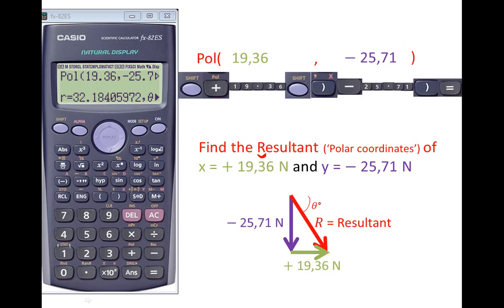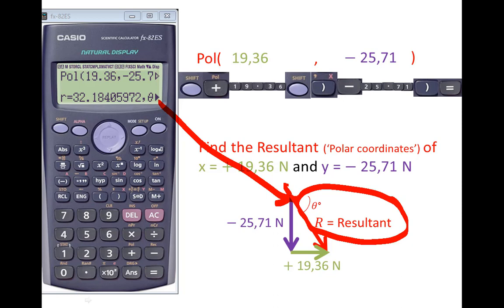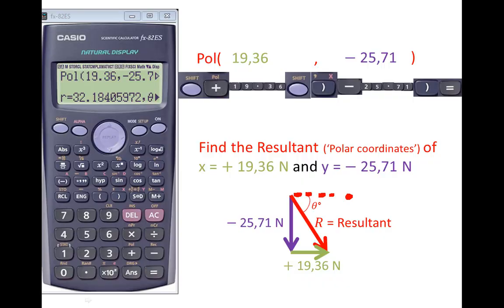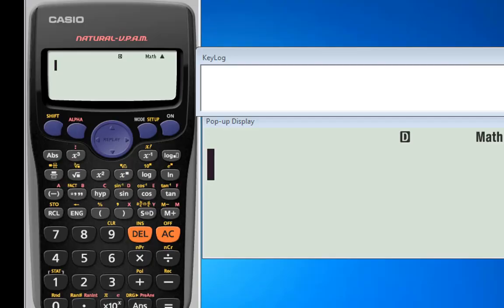And that gives us the resultant, in other words the polar coordinates, of x equals 19,36 and y equals minus 25,71. So here we have the x component of the resultant that we know, 19,36, and we have the y component also, which we know, minus 25,71, and we are finding these two values. That is what the display is going to give us. It's going to give us r, which is the resultant, and it's going to give us theta, which is to the positive x axis. So let me now do it on a calculator.